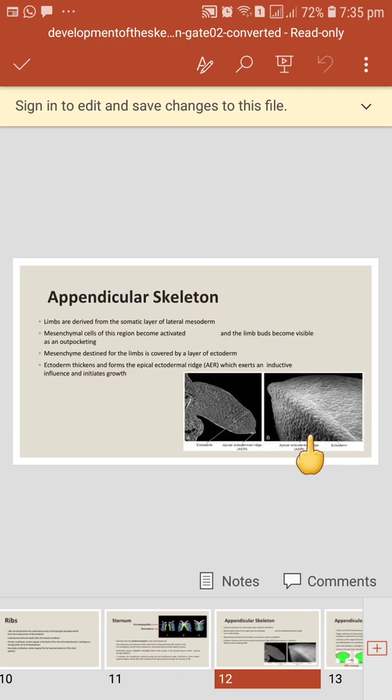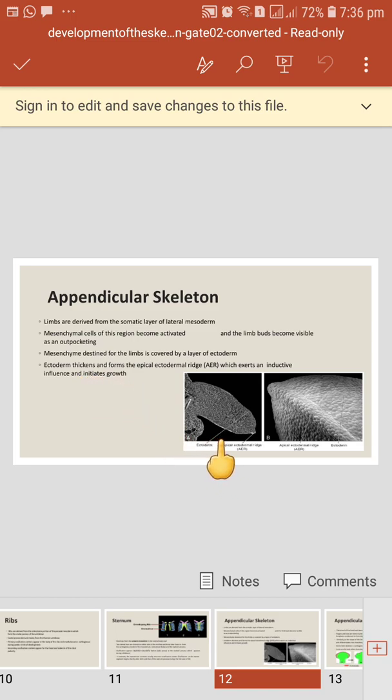Now we will discuss the appendicular skeleton. The limbs are derived from the somatic layer of the lateral mesoderm. Mesenchymal cells of this region become activated and the limb buds become visible as an outpocketing. Mesenchyme destined for the limbs is covered by a layer of ectoderm. The ectoderm thickens and forms the apical ectodermal ridge, which exerts an inductive influence and initiates growth.